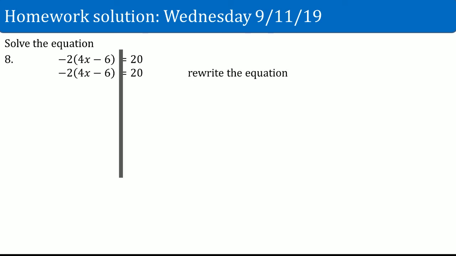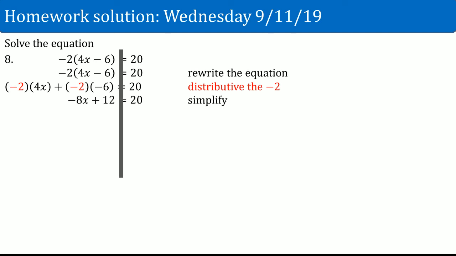Draw a line straight down to separate your left from your right. We have to get rid of the parentheses by multiplying by the front term. The front term here is -2. So we are going to distribute that -2 into the terms inside the parentheses. The -2 is going to be multiplied to the 4x, plus -2 is going to be multiplied to the -6, and that is all equal to 20. -2 times 4x is -8x. -2 times -6 is a positive 12, equals 20.